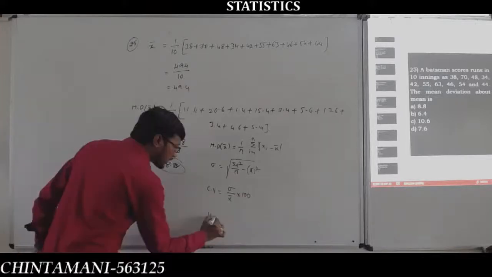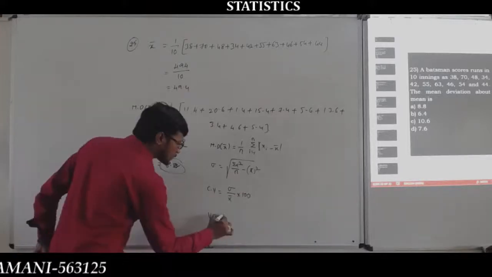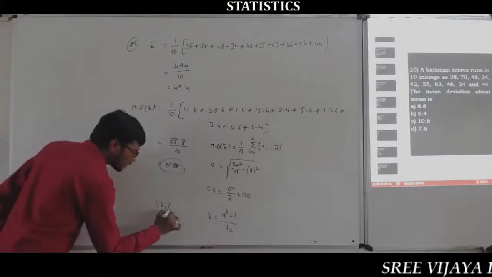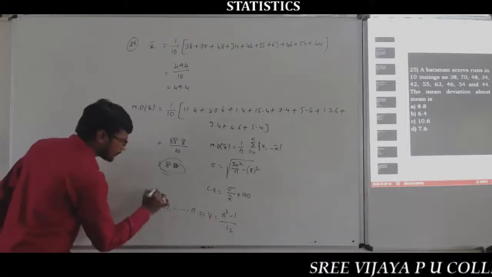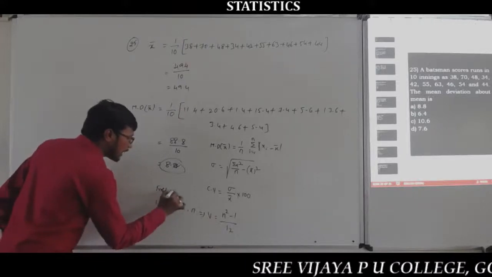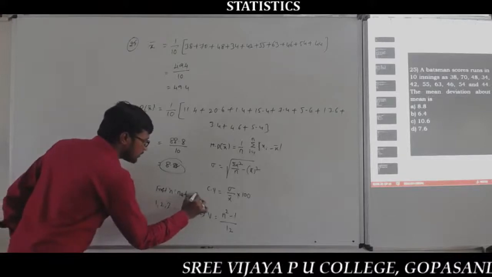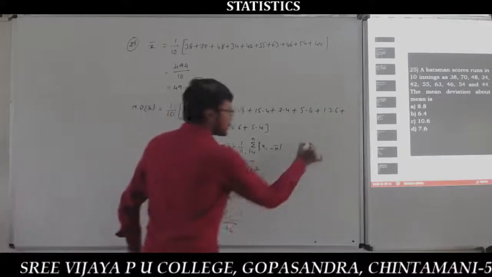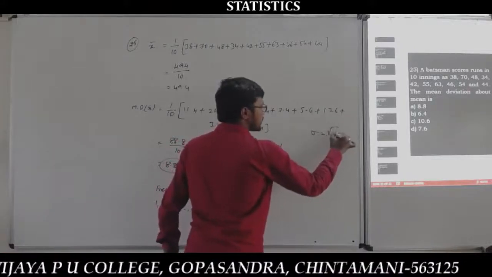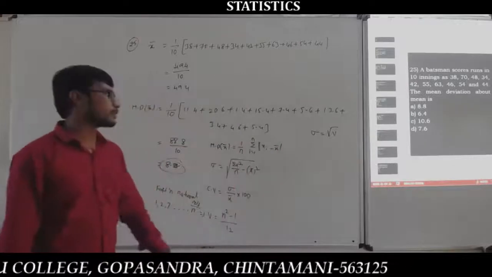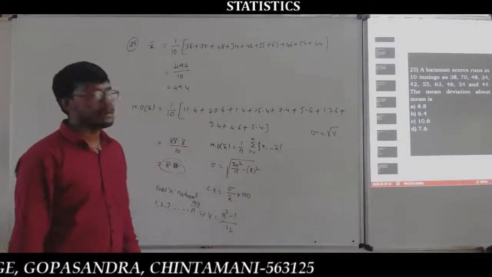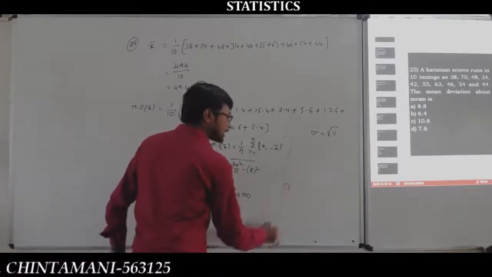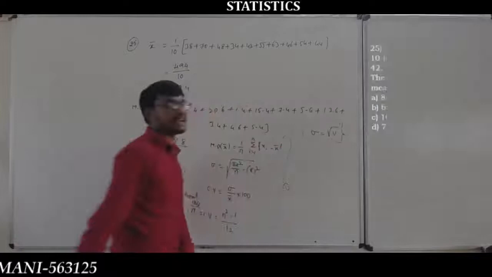Next, the variance for the first n natural numbers is n square minus 1 by 12. This is for 1, 2, 3, and so on up to n, the first n natural numbers. And to find the standard deviation when you know the variance, sigma is equal to the square root of the variance. So this is how you can find the standard deviation by using the variance. These are the main key points in statistics.